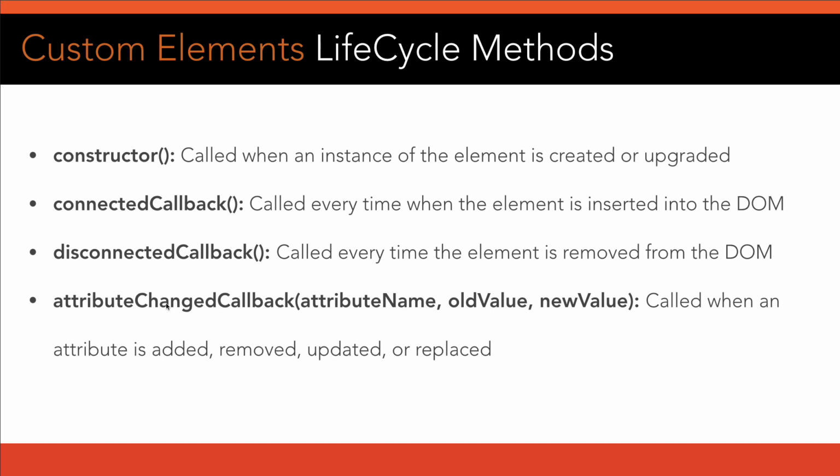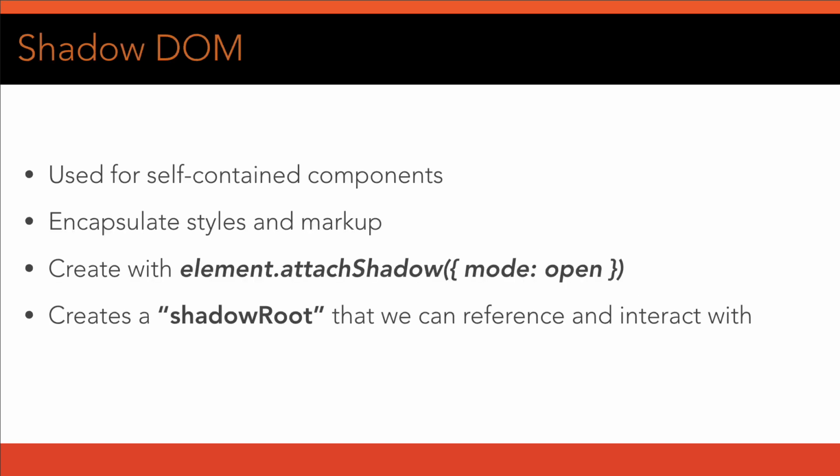We also have attributeChangedCallback, which takes in whatever the attribute name is, the old value and the new value. So this is called when an attribute is either added, removed, updated, or replaced. Because when we have a custom tag or a custom element, we can actually pass in custom attributes, much like we would props in something like React.